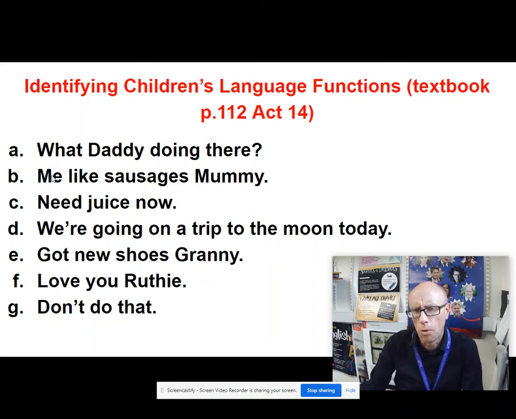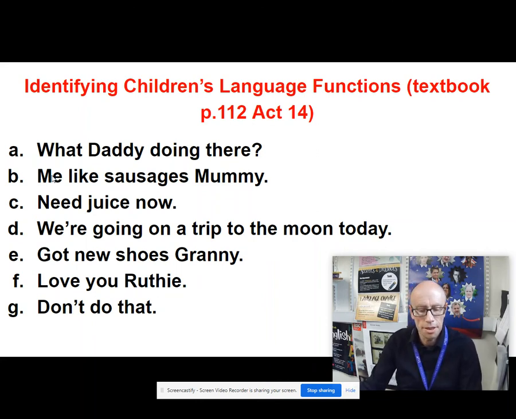"Need juice now" is a very direct imperative that we've got there. So we surely have regulatory language there. And let's bring in Doerr on this. This is surely requesting action. "We're going on a trip to the moon today."